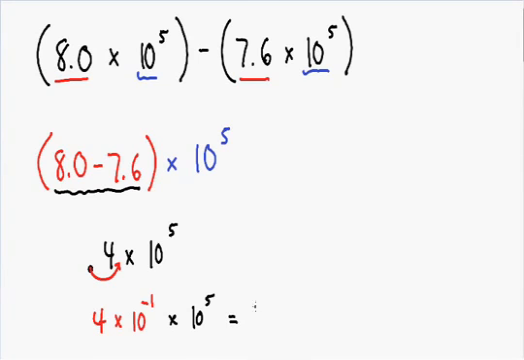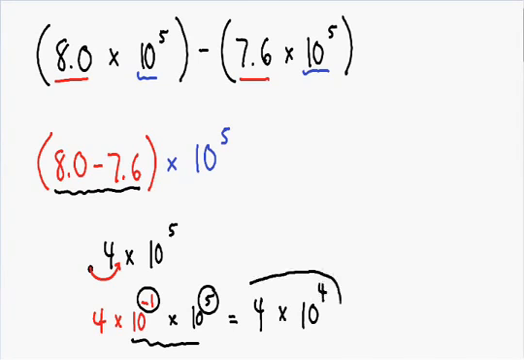We still have our constant of 4, and this is being multiplied by our power of 10. And notice how we have two powers of 10 that are being multiplied by each other. And you can simplify this by adding the exponents. So we have an exponent of negative 1, and if we add that with the other exponent of 5, negative 1 plus 5 is equal to positive 4. So our final answer is 4 multiplied by 10 to the fourth.